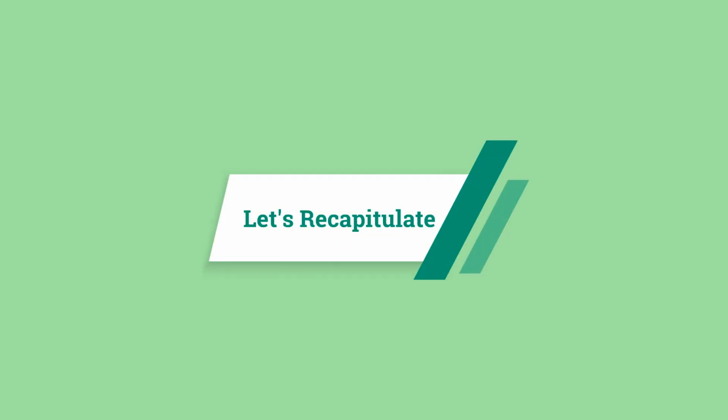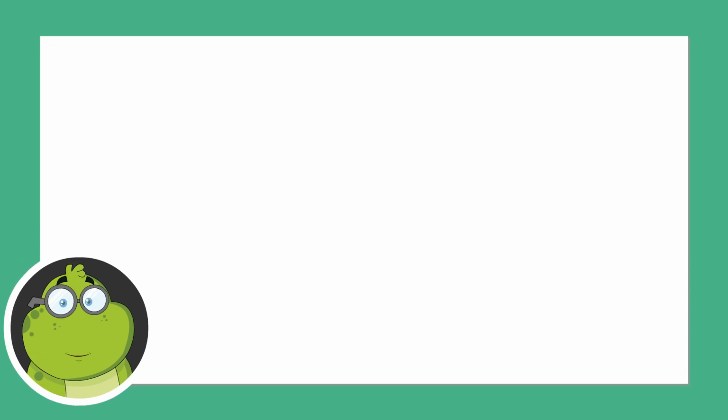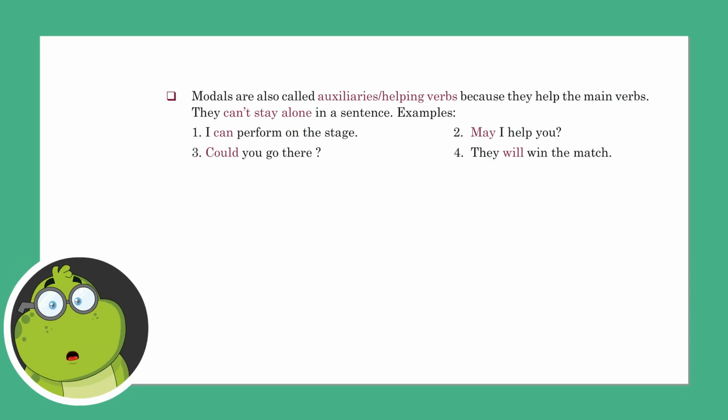Let's recapitulate. Modals are also called auxiliaries or helping verbs because they help the main verbs. They can't stay alone in a sentence. Examples: I can perform on the stage. May I help you? Could you go there? They will win the match.